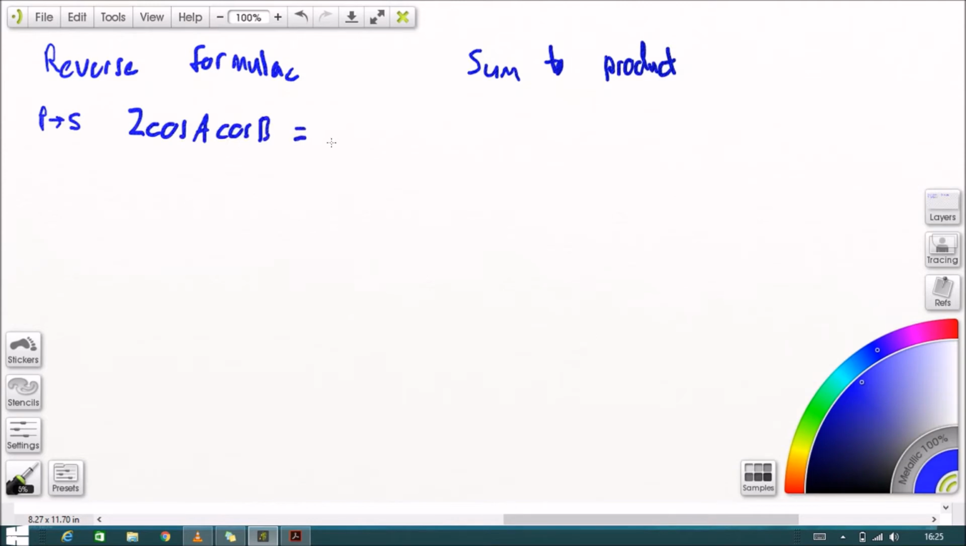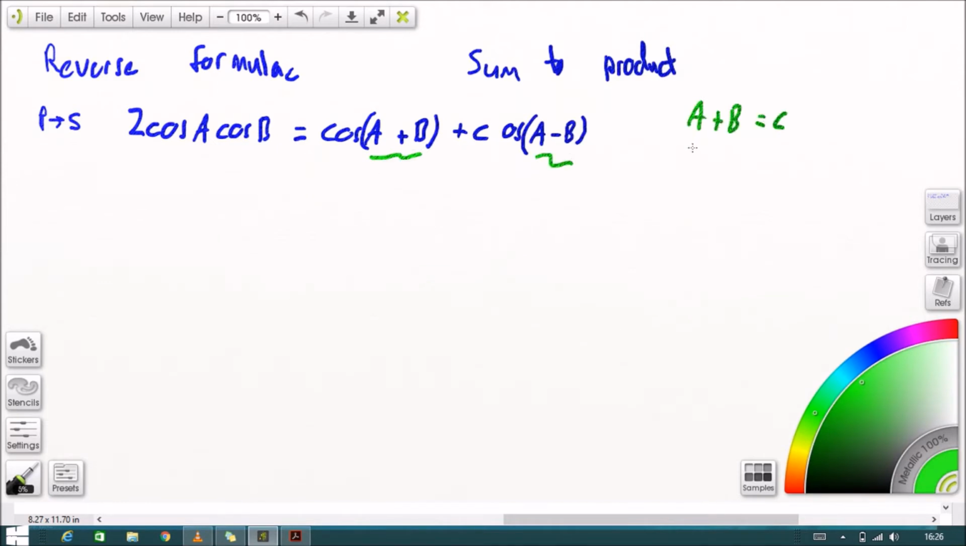Right, we can do this backwards. We've gone from a product to a sum, so we can go from a sum to a product as well. So I'm just going to identify these two angles inside the sum half of our formula. A plus B, we'll call that C, and we'll take A minus B, and we'll call that D. If I add C and D together, I'll get left with two lots of A. So therefore A, in terms of C and D, is C plus D over 2.